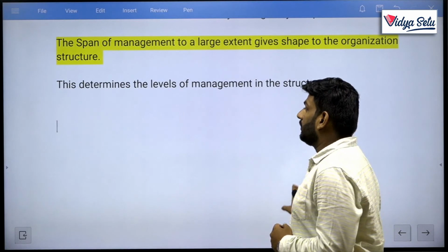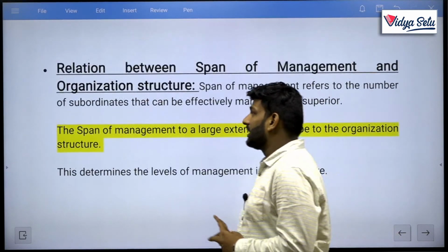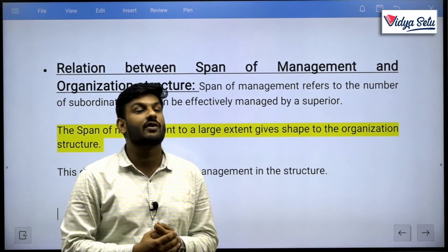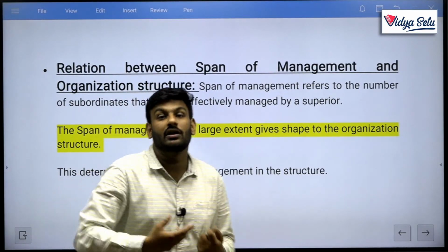In our next class we will discuss the different types of organization structure we are following in our companies or in our organizations.